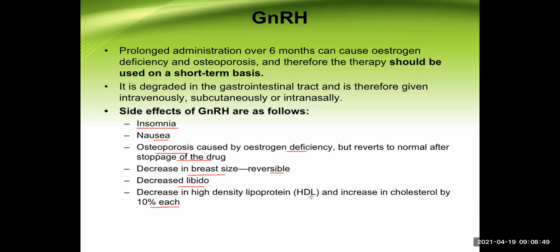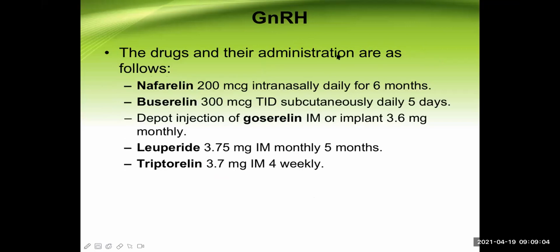This is the reason. So if we block the estrogen release by using GnRH, then the risk is higher even during the menstrual period. Now, these are some examples for you. If they ask in some MCQ exam, probably they may ask. So these are the drugs: nafarelin, buserelin, goserelin, leuprolide, and triptorelin. These are the names.